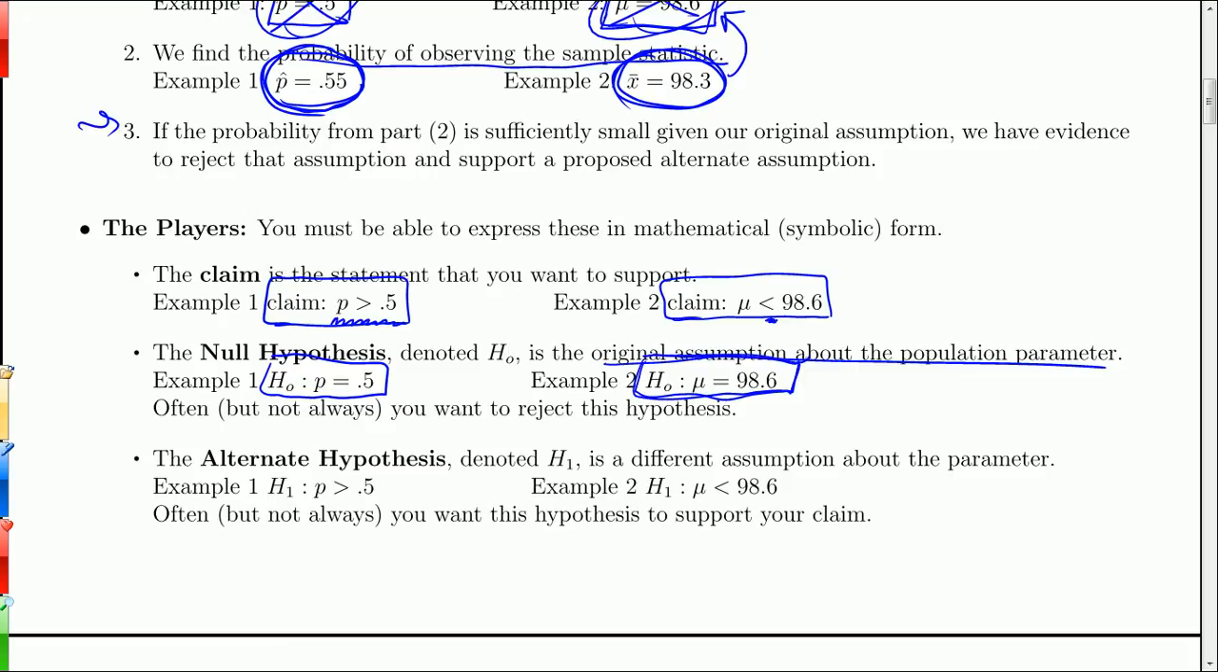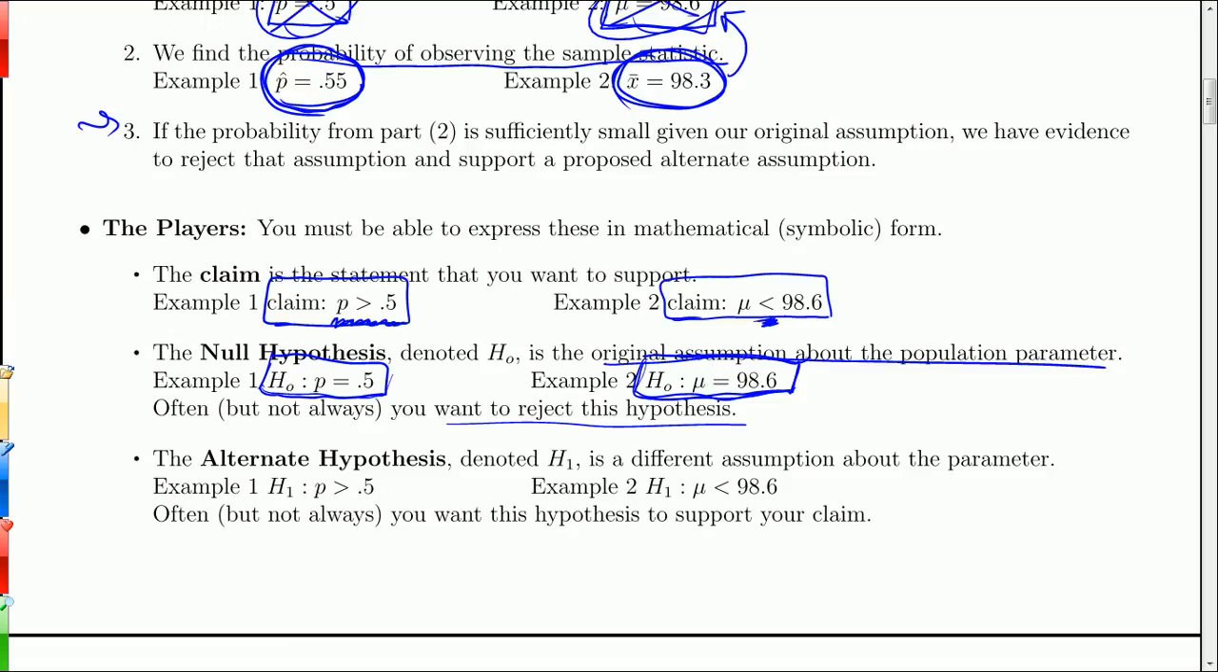Notice there's always an equal sign in the null hypothesis. Often, but not always, we want to reject this. In both of our examples, we want to reject this original hypothesis. We claim that P is greater than 0.5, so we'd like to reject that. And in this example, we're claiming that mu is less than 98.6, so we would like to reject that null hypothesis.